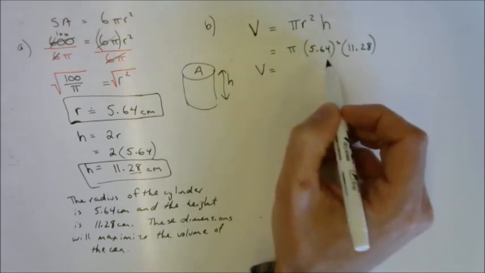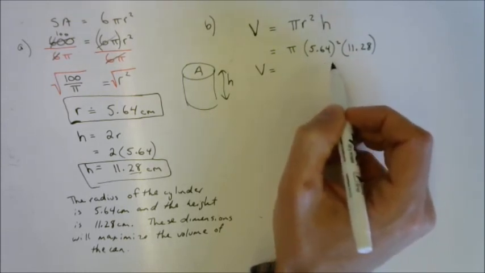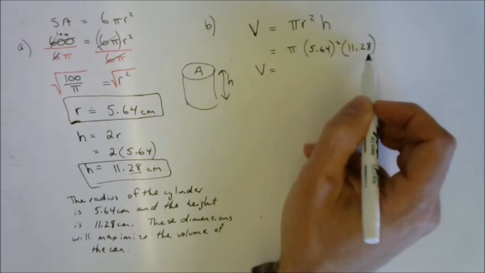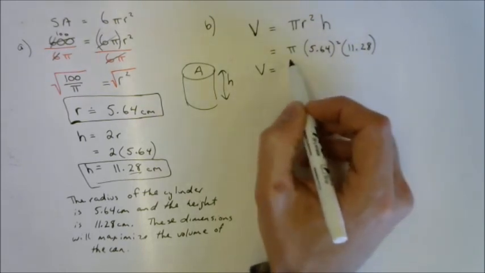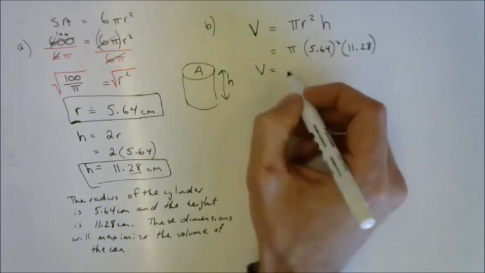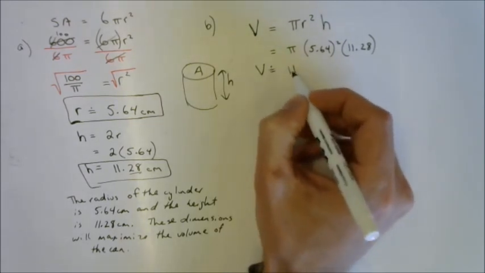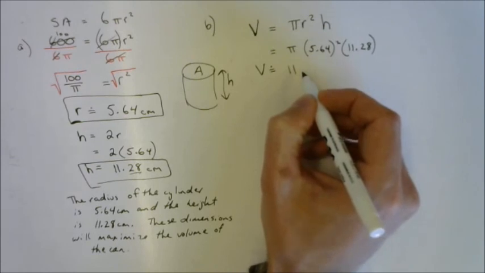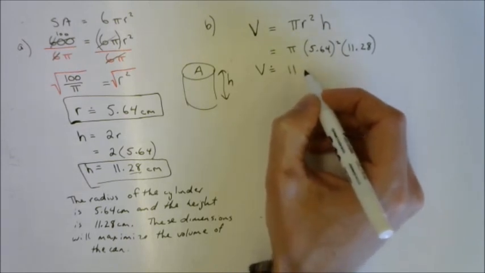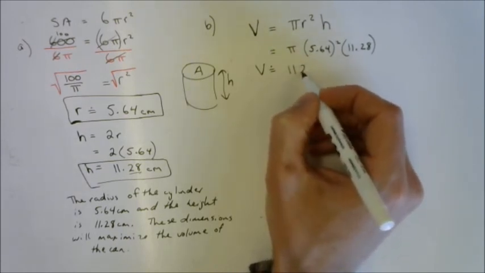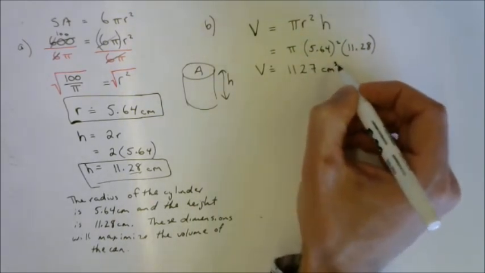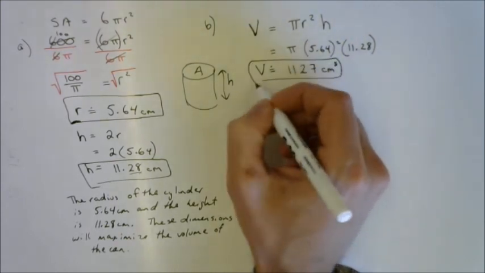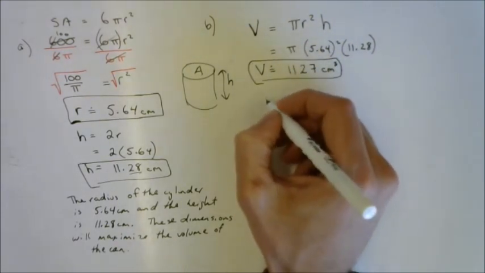5.64 squared. Everyone should have their calculator doing it. Times 11.28, and times pi. 1,127. So in here we're going to round to the nearest cubic centimeter. So we've got 1,127 centimeters cubed. And we finish it off with a short sentence.